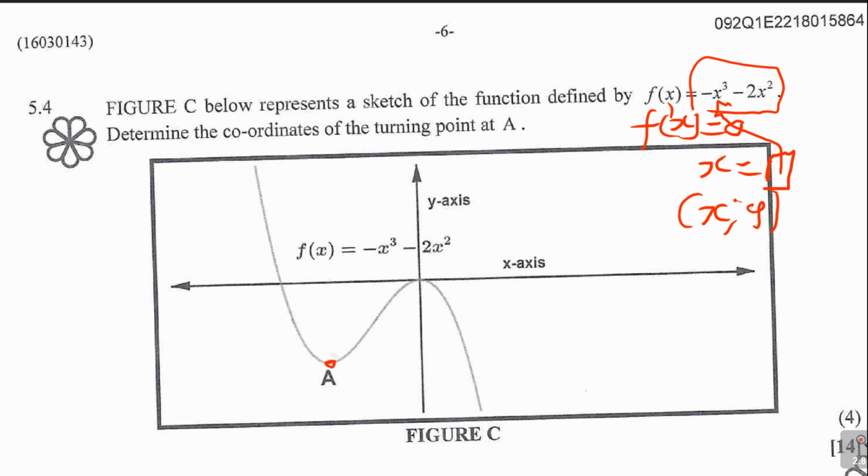So these are the coordinates. When you find the x value, you'll have two values here. The other one will be 0. You take the one which is not 0.